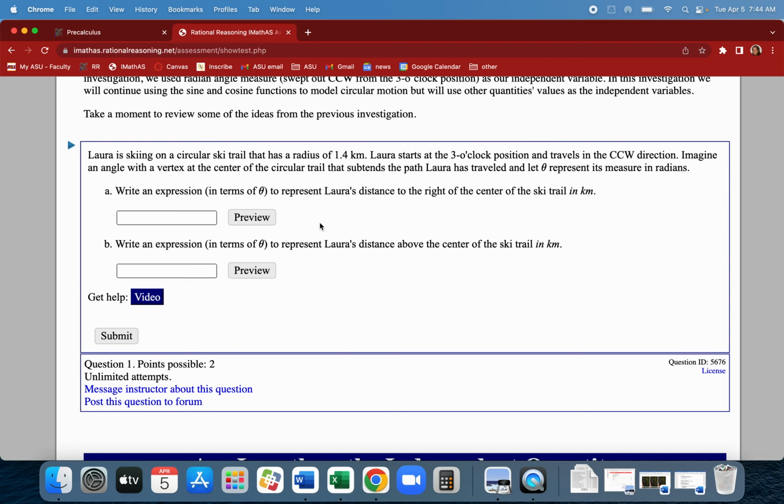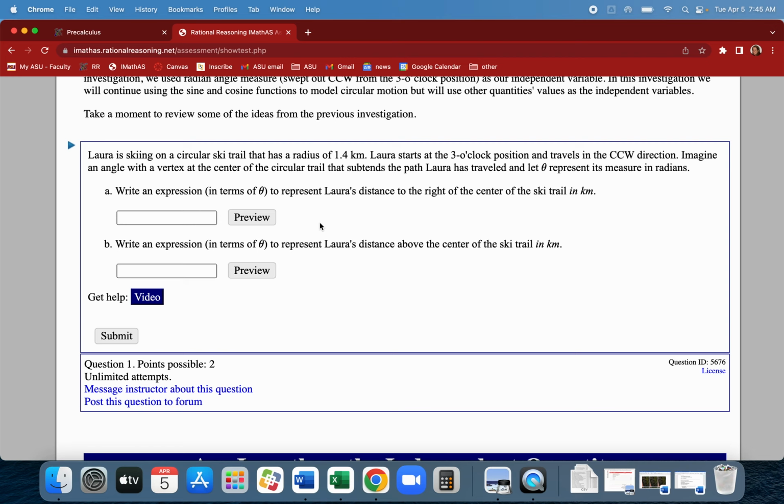In either of those cases, I'd get a positive number, and that would mean I'm actually to the right. If I happen to get a negative number for x, meaning a negative number for her distance to the right of the center, that means left.